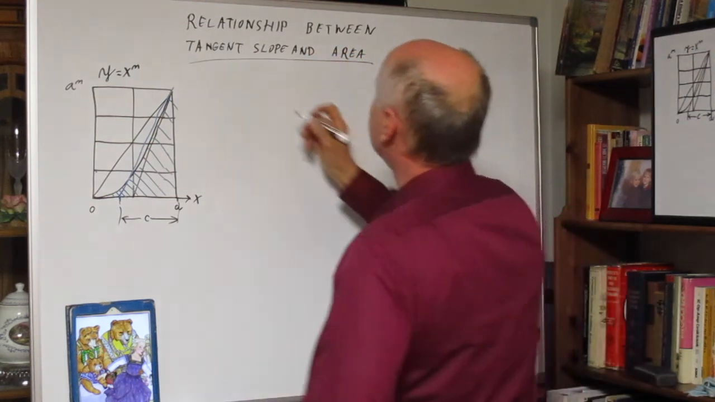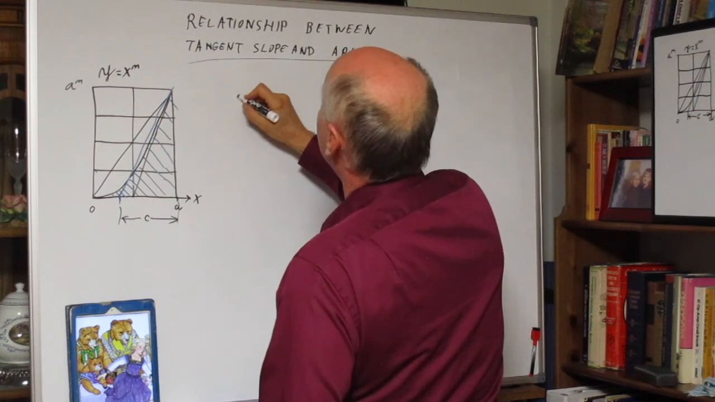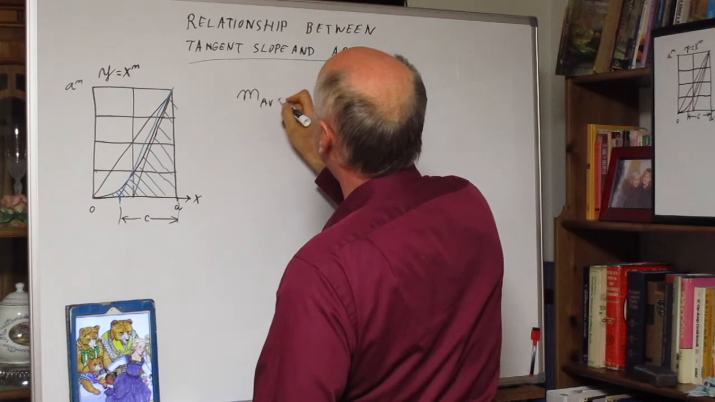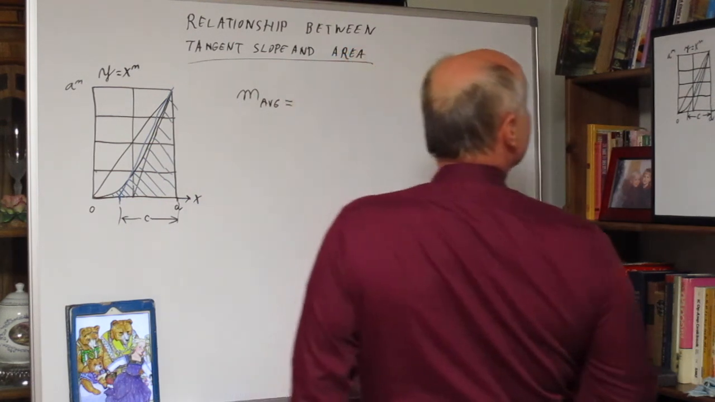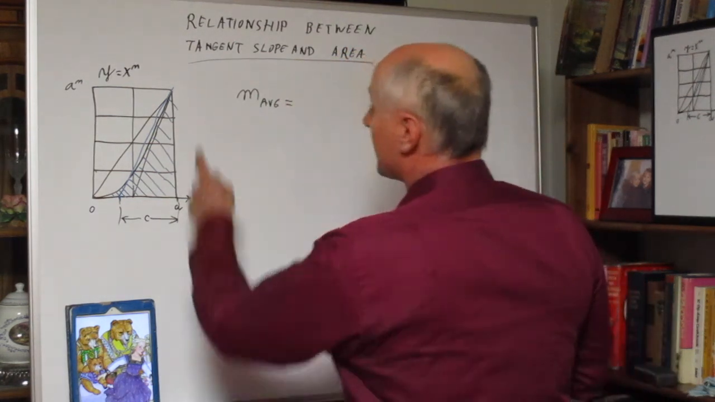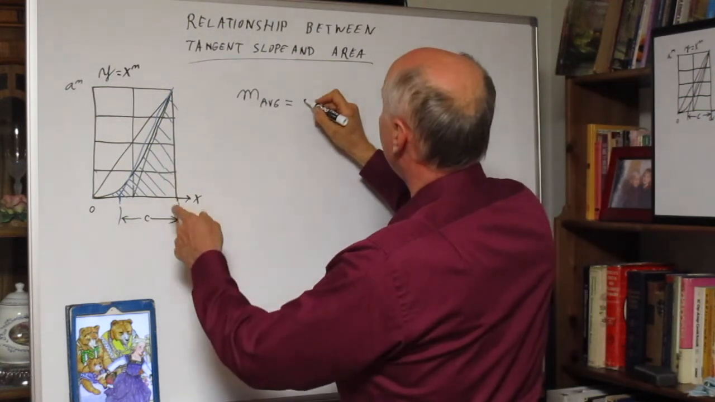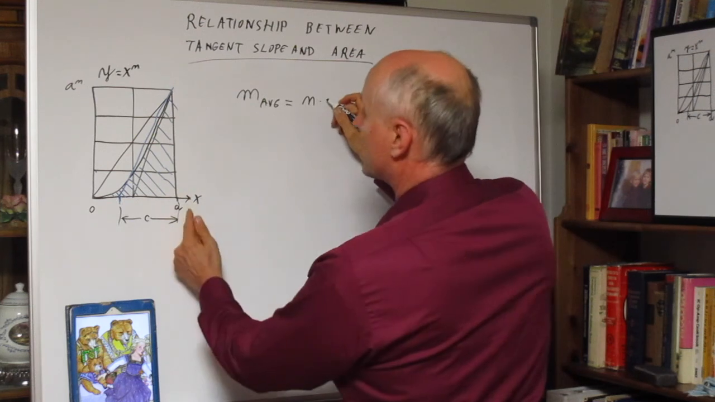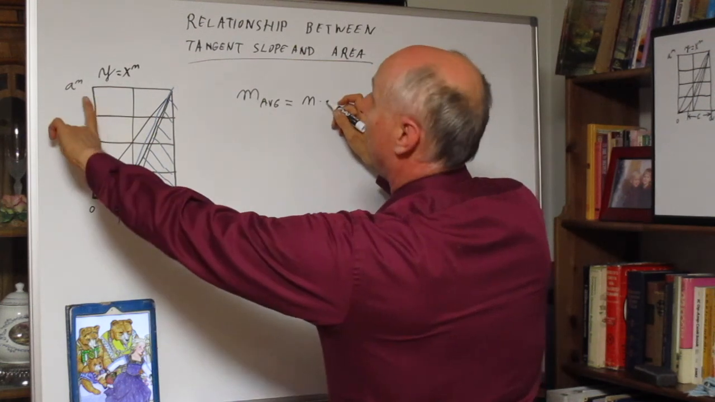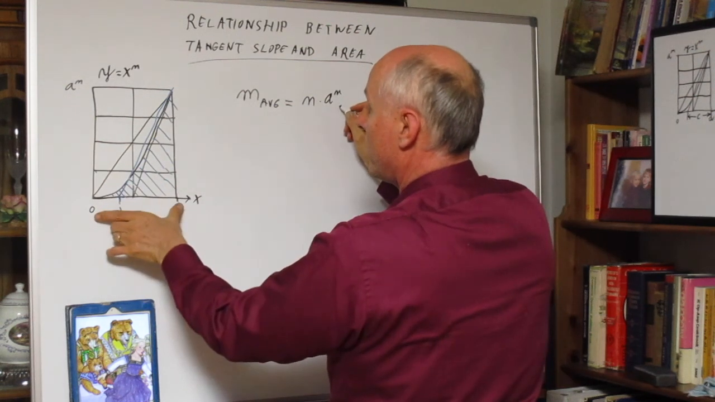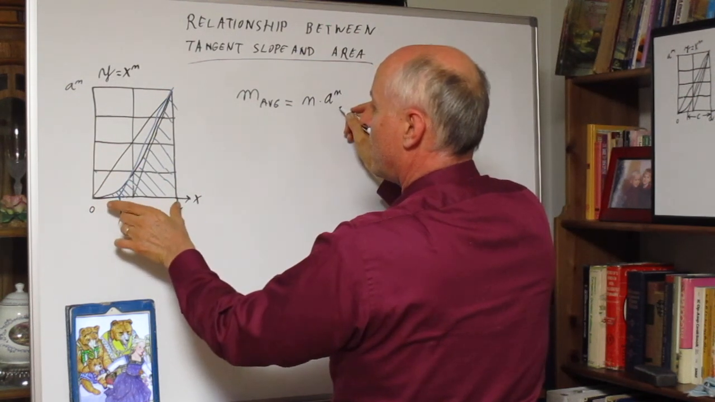So let's set it up. Slope, typically we say m average, equals, well, we know that the tangent is simply n times, well, you got rise a to the n divided by run.